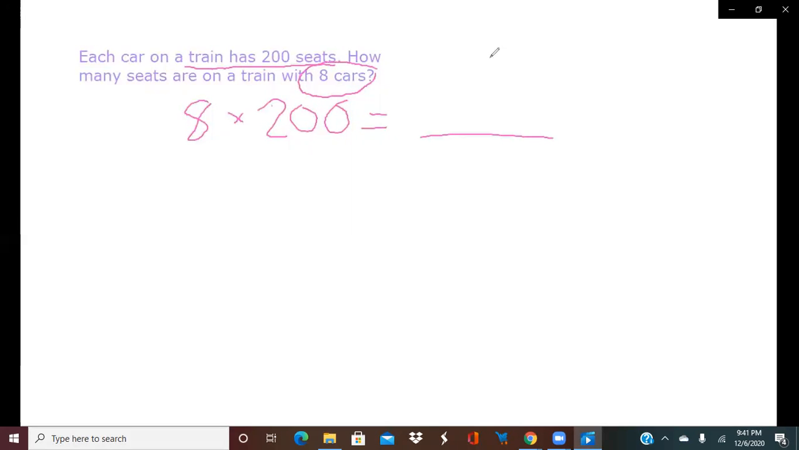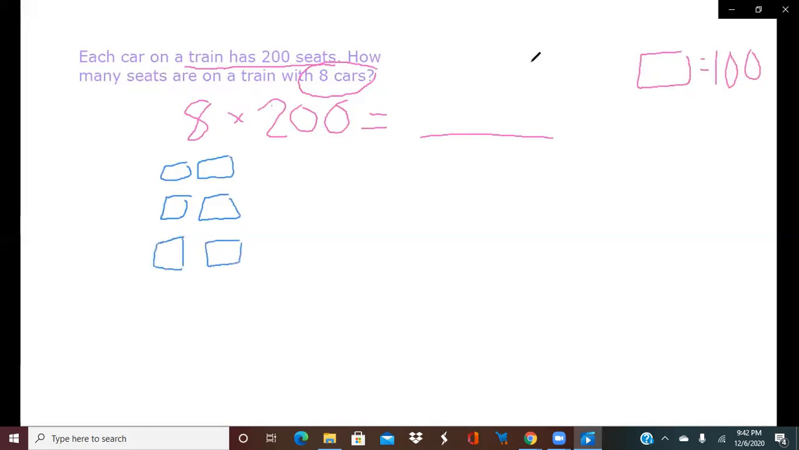Okay, so let's start. Remember we used the squares to represent 100? We're going to do the same thing in our model, okay? So if we think about our train car, it has 8 cars, right? Car 1 has 200 seats. 100, 200. Train car 2 has 200 seats. 100, 200. The third car also has 200 seats.